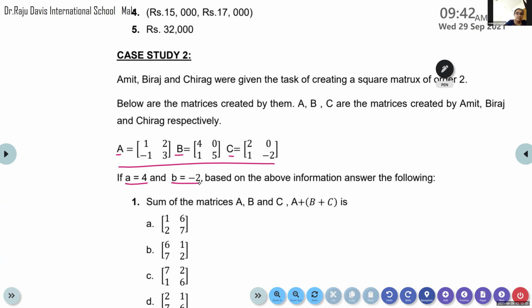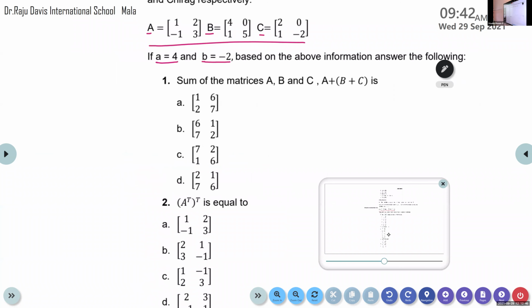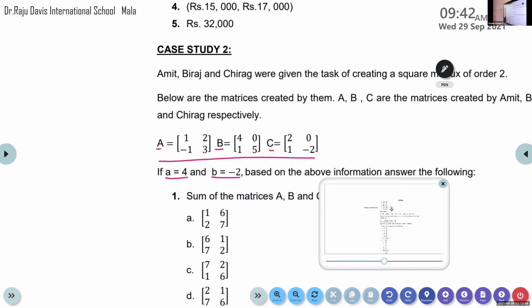Yes, ma'am. Then look at the first question. Sum of A plus B plus C. What is the sum of A plus B plus C? A is given, B is given, C is given. Easily you can select it. What is the answer, Karthik? Ma'am, C. Yes. Answer is C.